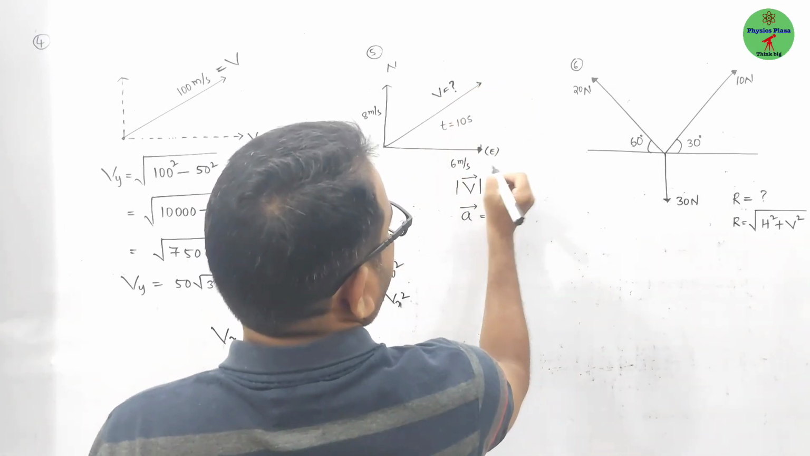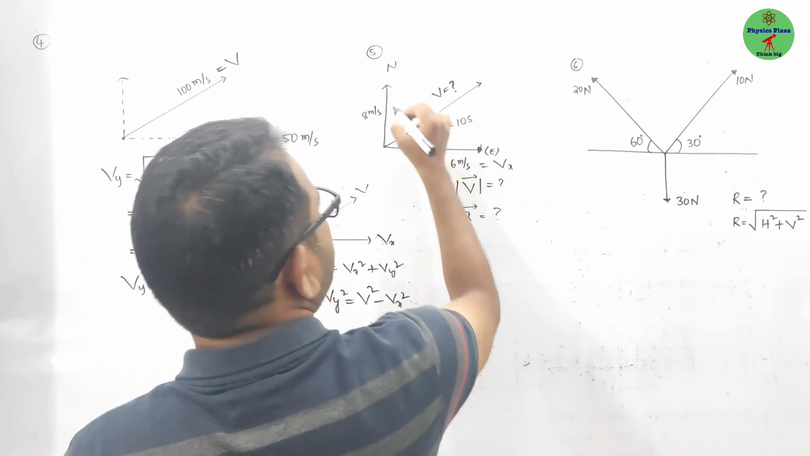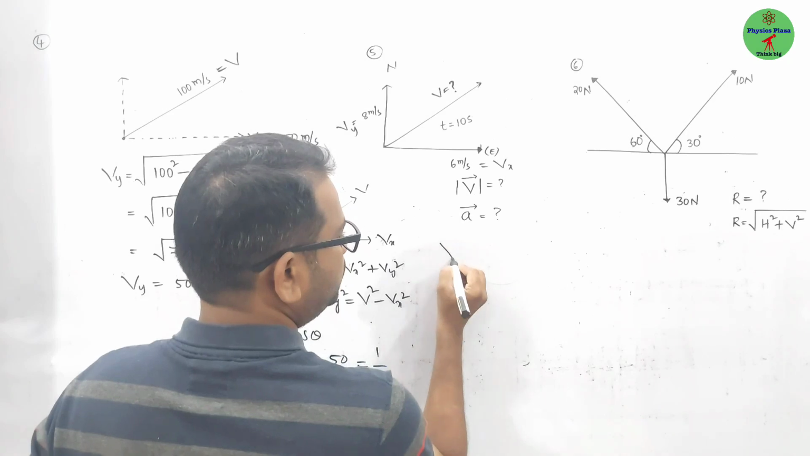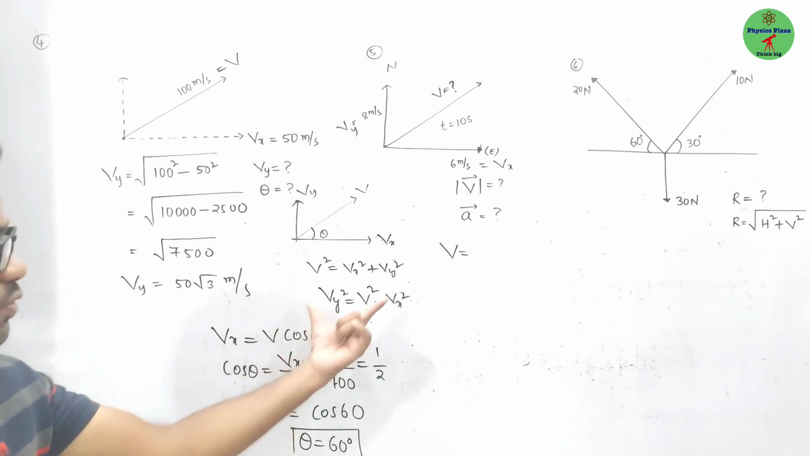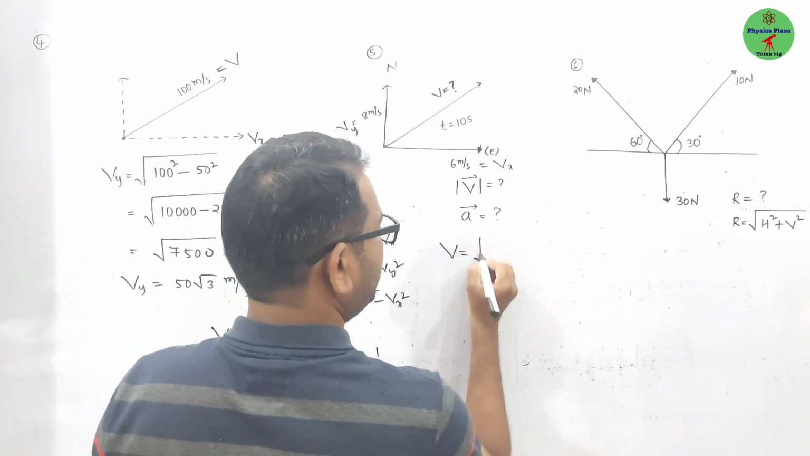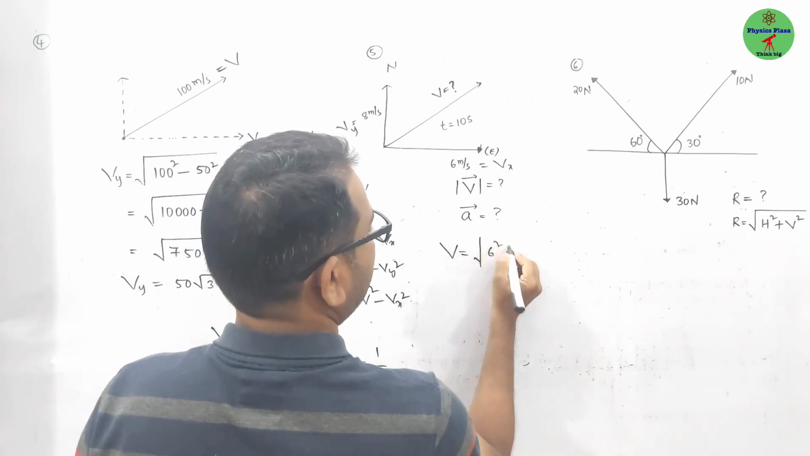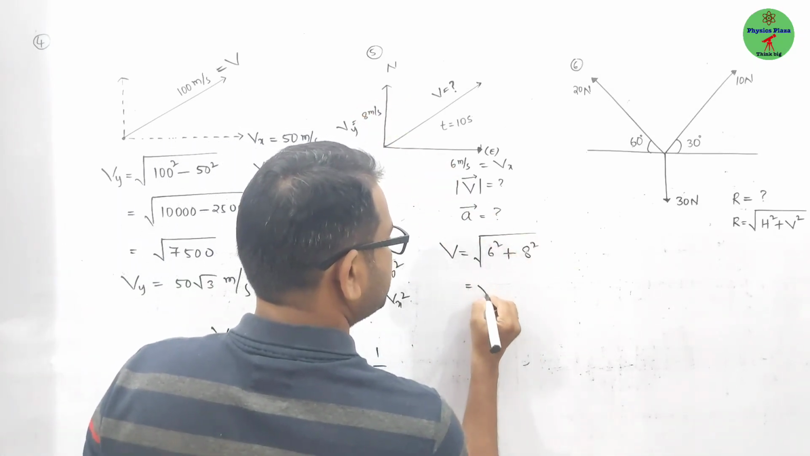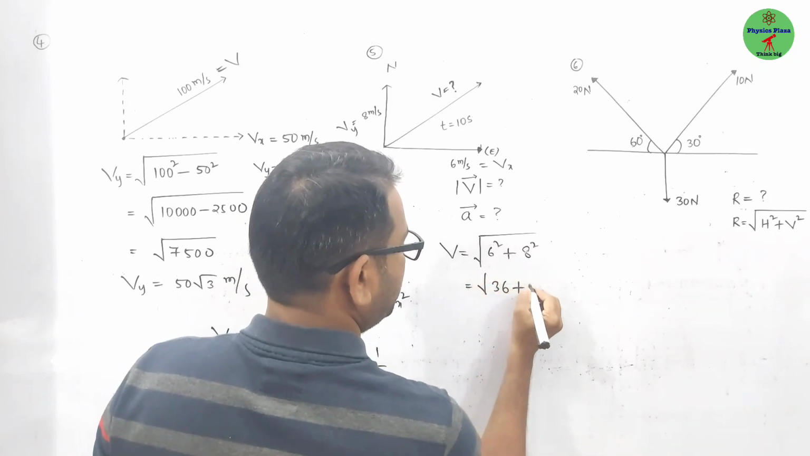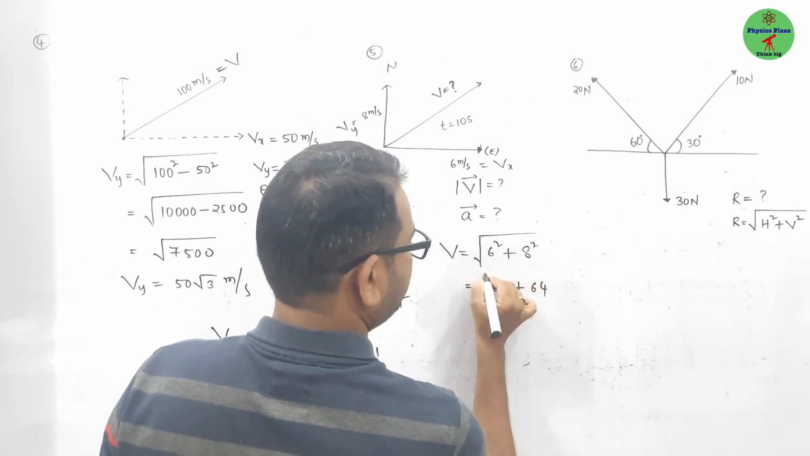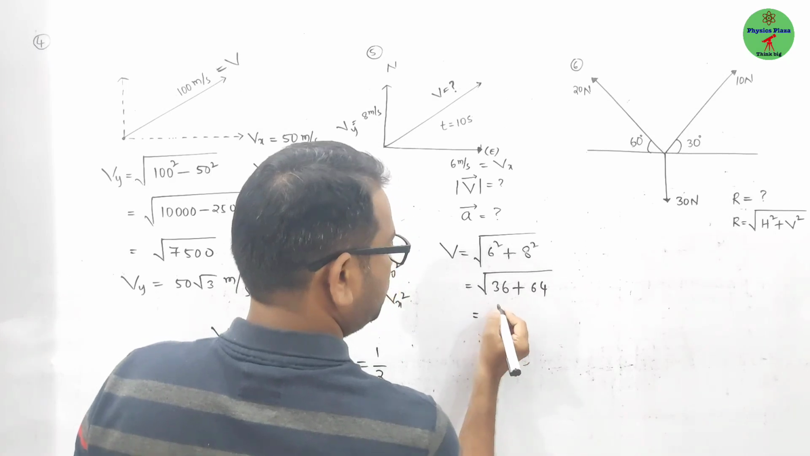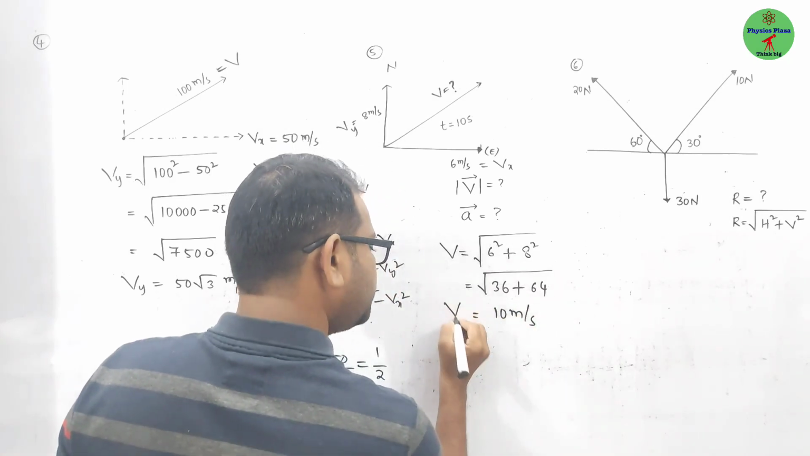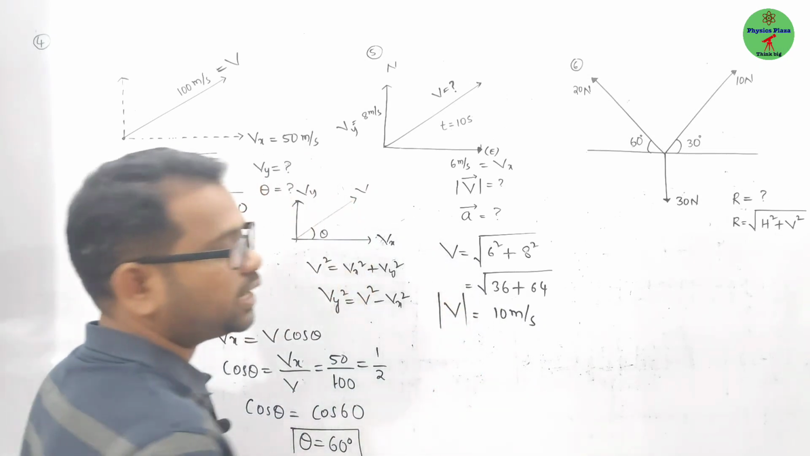This is nothing but the horizontal component, children. Here the vertical component is given. So we know that V is equal to, apply this formula, V is equal to square root of Vx square, 6 square, plus Vy square, 8 square. Let us simplify this. This is going to be 36 plus 64, and this is going to be 100, right? So this is 10 meter per second. So this is the magnitude of the velocity they asked.